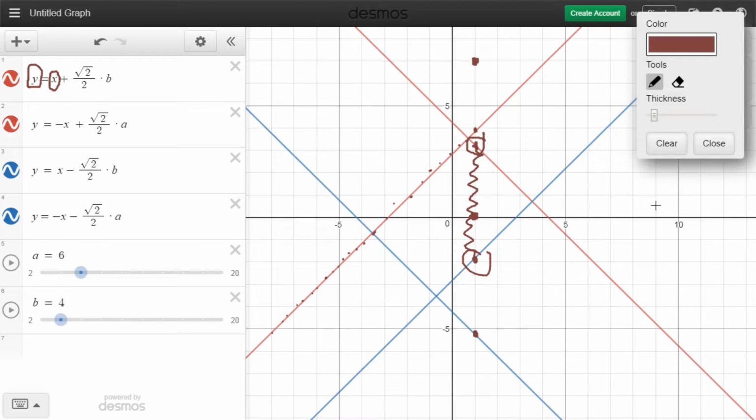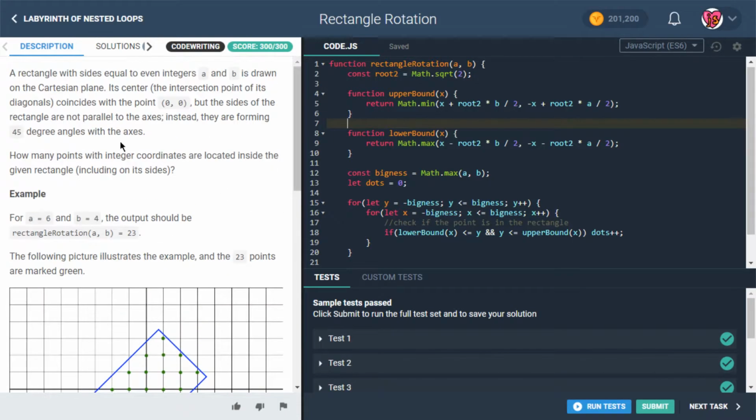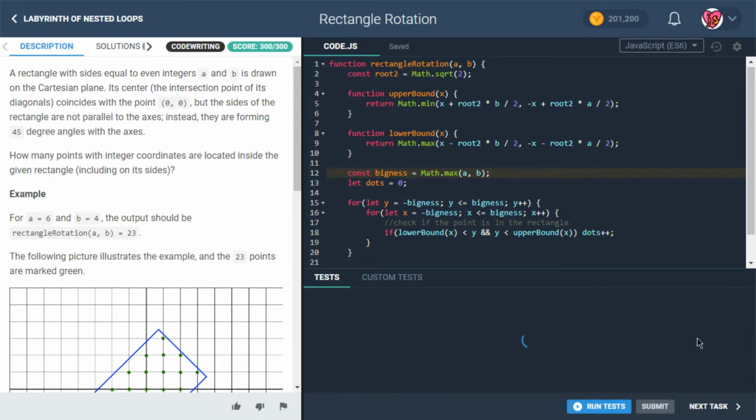Now, there's something I want to say about this. The question specifically mentioned, including on its sides. So that's what made us do the less than or equal to instead of the strictly less than. So it worked with the less than or equal to. So I guess that means probably they're going to have some edge case in here where it wouldn't work because we're not counting the edge. Wow, that's a really good use of the term edge case. Anyway, let's try submitting this one because obviously it's going to fail.